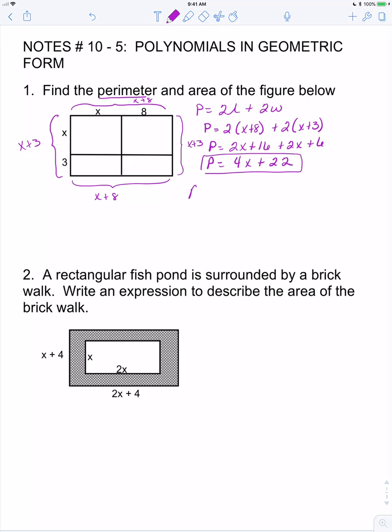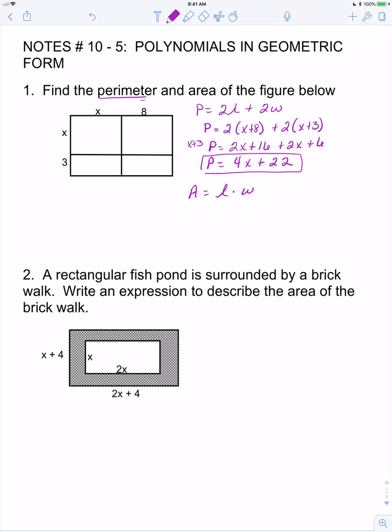Now we know area is length times width. Well, we know we can do this a couple of different ways. We could just go ahead and multiply that x plus 8 times the x plus 3. But I want to show you how to do it in these boxes also. So for area, I'm going to go ahead and erase all this that we put in here before. And so area is length times width.